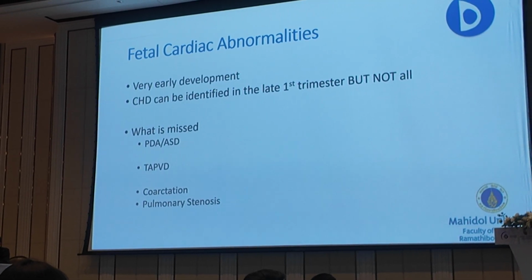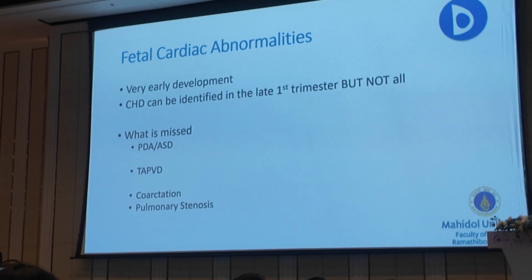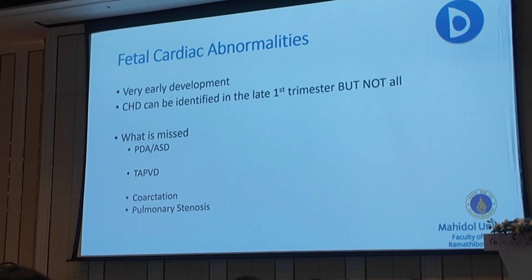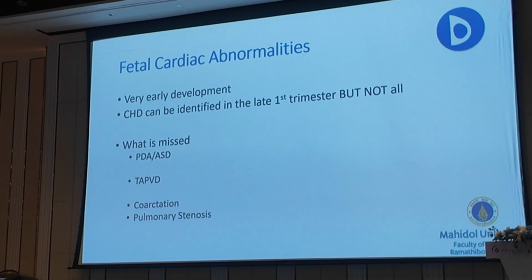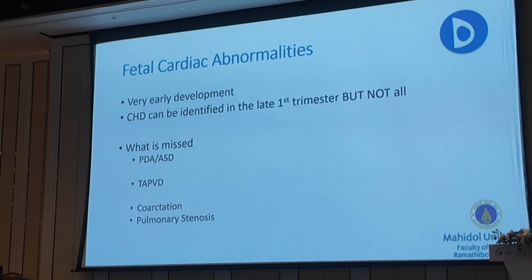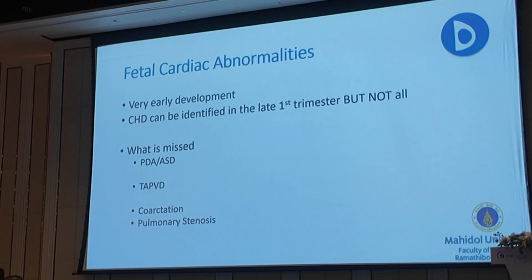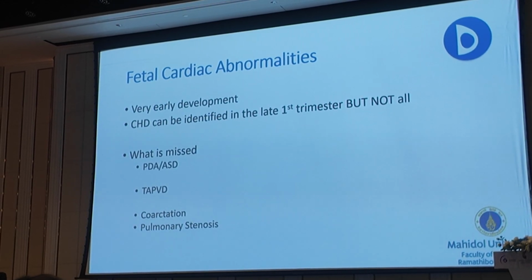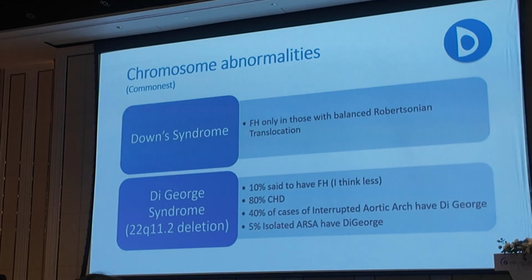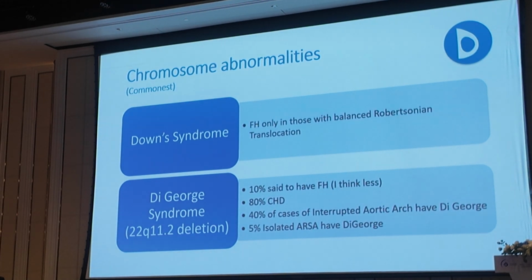We see pulmonary stenosis in identical twins. Pulmonary stenosis in Noonan syndrome is not present at 20 weeks in the vast majority of cases. If you think that this is Noonan syndrome, you must do a cardiac scan at 32 weeks. You are not going to pick up the majority of the congenital heart disease early. So what are the chromosome abnormalities?